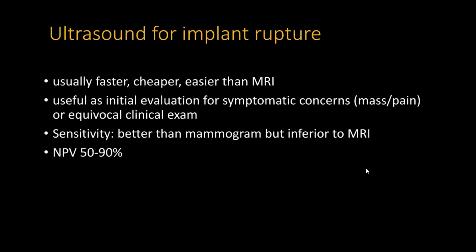So that's the mammogram. How about the ultrasound? Ultrasound can also be used to evaluate implant rupture when compared to the MRI, because it is faster, cheaper, and easier. When patients have implant rupture, they often present with mass or pain, and in that case, you can start with ultrasound. The sensitivity of ultrasound is better than the mammogram, but not as good as the MRI. The negative predictive value has a big range, from 50 to 19%.